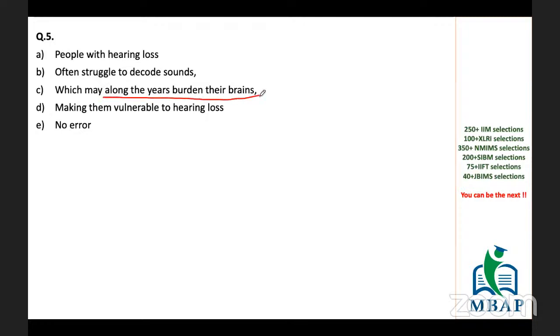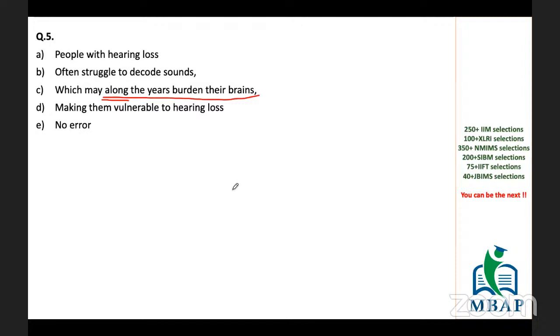Though the correct one will be... excuse me, sorry. Okay, so it is not happening along the years. It is happening over the years. So here along is again incorrectly used. I need to say that which may blank the years burden their brain. So here we want to say that as time goes on and on, the problem the person is facing actually increases the burden on their brain. And it happens over the years.